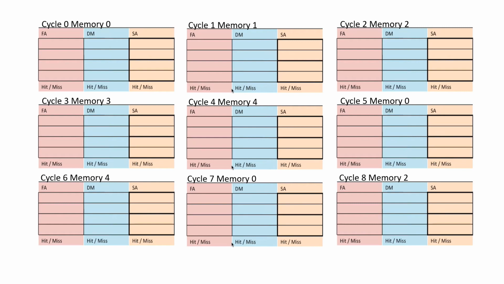So cycle 0, 1, 2, 3, 4, 5, 6, 7, 8. And then of course, the first is memory 0, 1, 2, 3, 4, 0, 4, 0, 2. Sorry, I'm just filling this in. Okay.